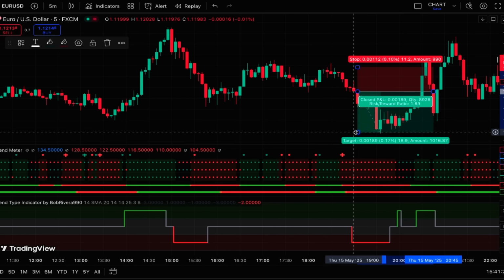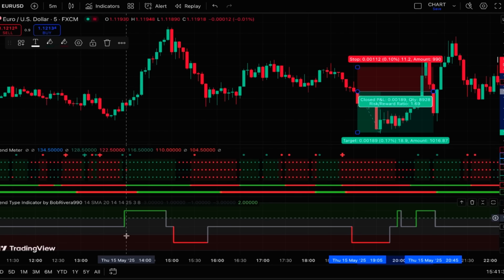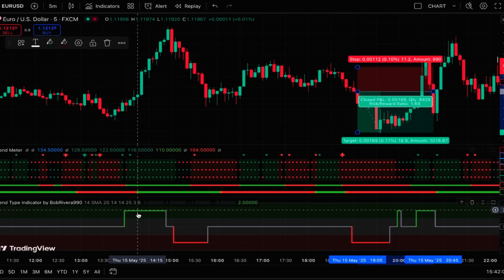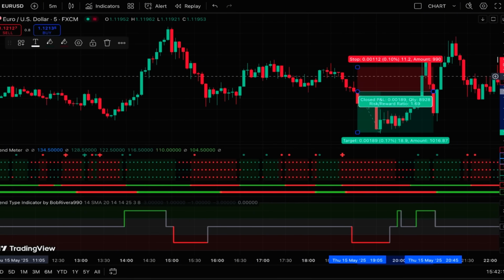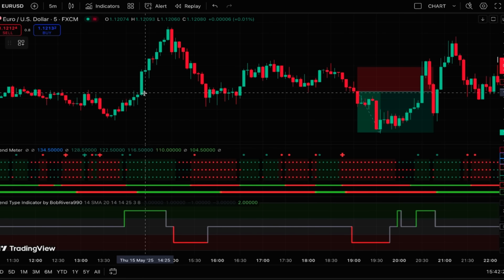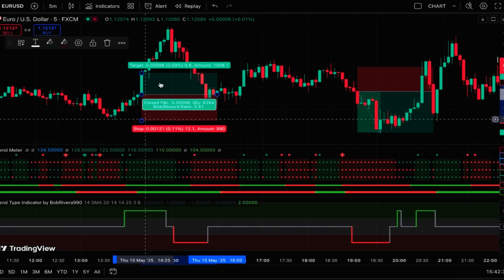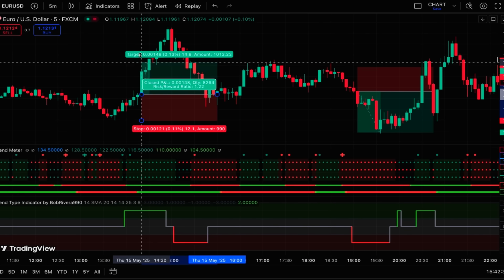The stop loss is placed above the previous swing high, and the profit target at 1.5 risk to reward ratio. This was a short position setup, and for a long position setup, we want everything to be green. Like for example here at this point where all of them are green. So this is a confirmed bullish signal, and we can enter a long position at this point when this new candle is opened. The stop loss is below the previous swing low, and the profit target at 1.5 risk to reward ratio.